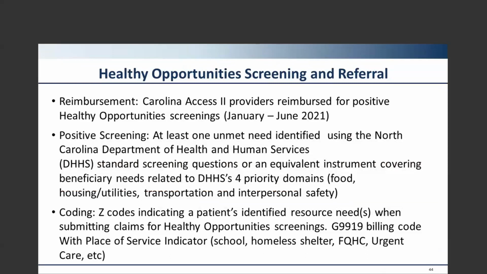So for our Healthy Opportunity Screening and Referral payments, they were reimbursed based on providers identifying at least one unmet resource need from our department's priority domains of food, housing and utilities, transportation, and interpersonal safety. And we use billing and coding to identify those claims using Z codes and our G9919 billing codes for place of service. Next slide.